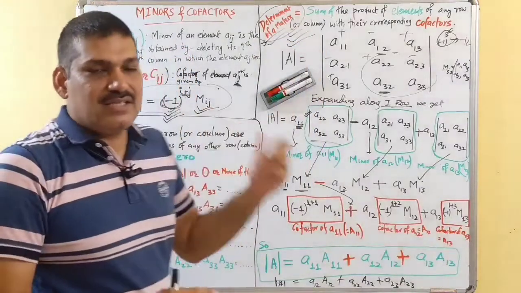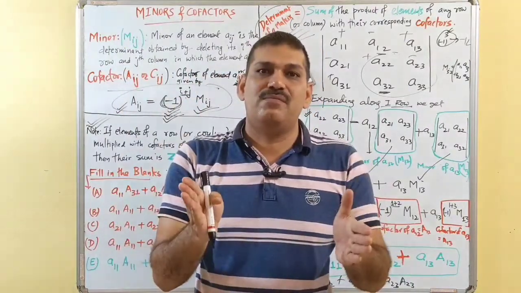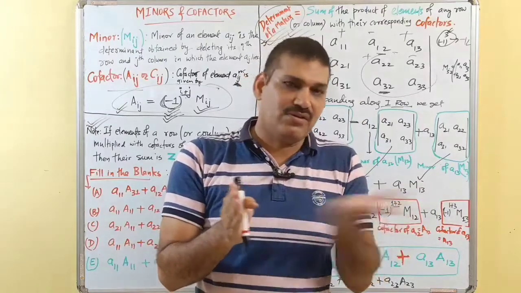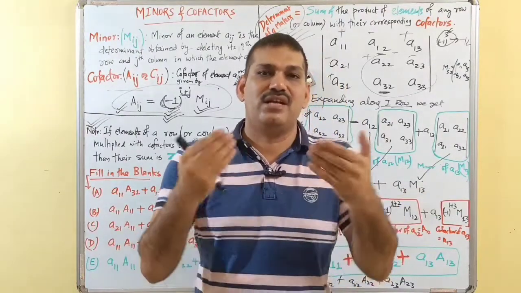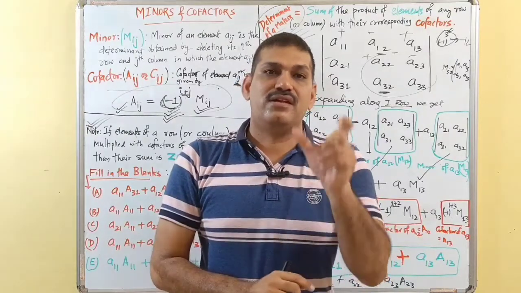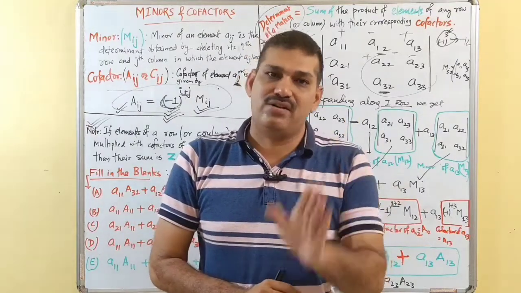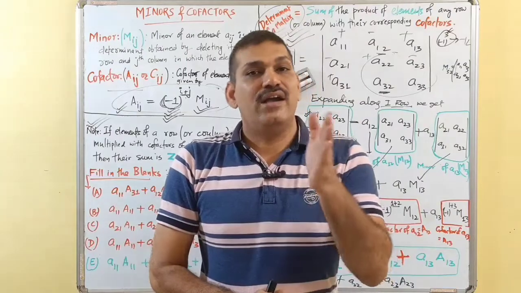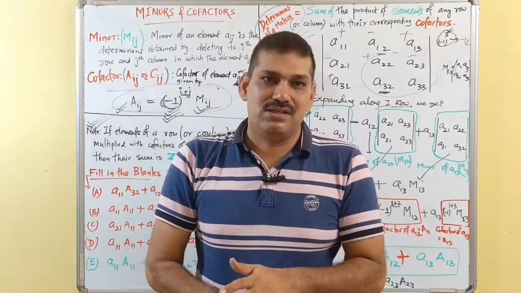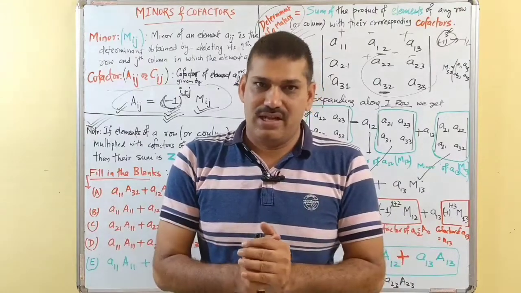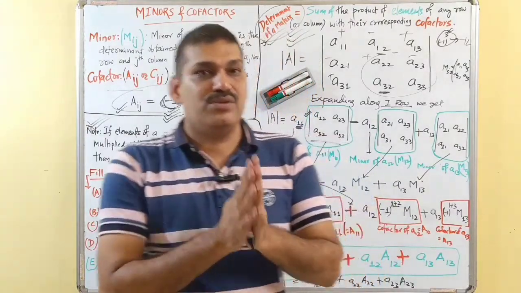First of all, what is a minor? A minor is the determinant obtained by deleting the ith row and jth column. If we delete the ith row and jth column in which the element itself exists, then the remaining determinant is known as the minor of that element. And if this minor is multiplied by (-1) raised to i plus j, then we get the cofactor of this element.